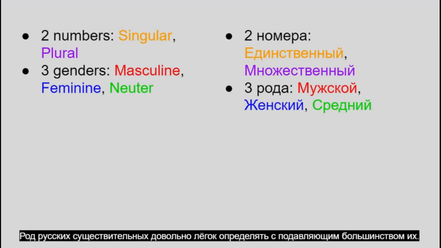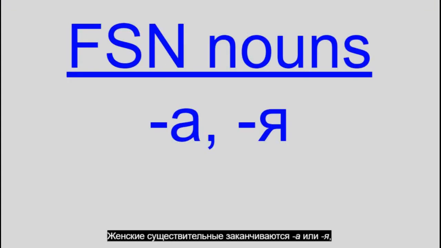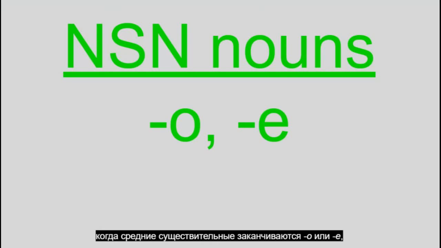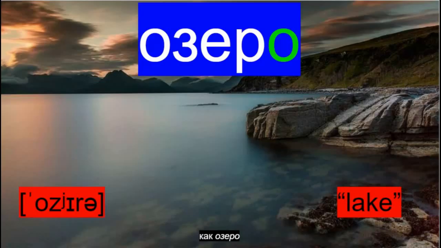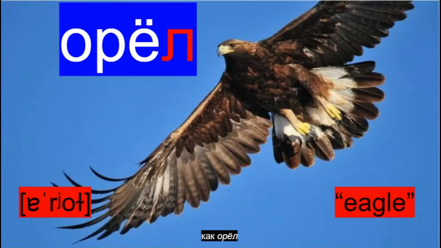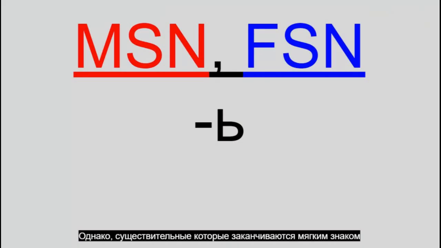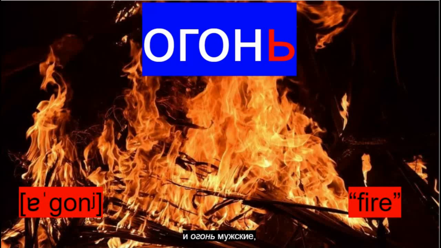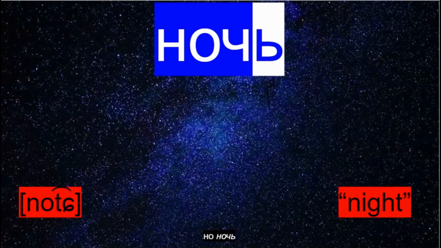The gender of Russian nouns is fairly easy to determine with the vast majority of them. The feminine nouns end in а or я, like гроза and земля, while the neuter nouns end in о or е, like озеро and море, whereas masculine nouns end in a consonant, like орёл and свет. However, nouns ending in мягкий знак can be either masculine or feminine, but not neuter. These you just have to learn individually, like how день and огонь are masculine, but ночь and возможность are feminine.